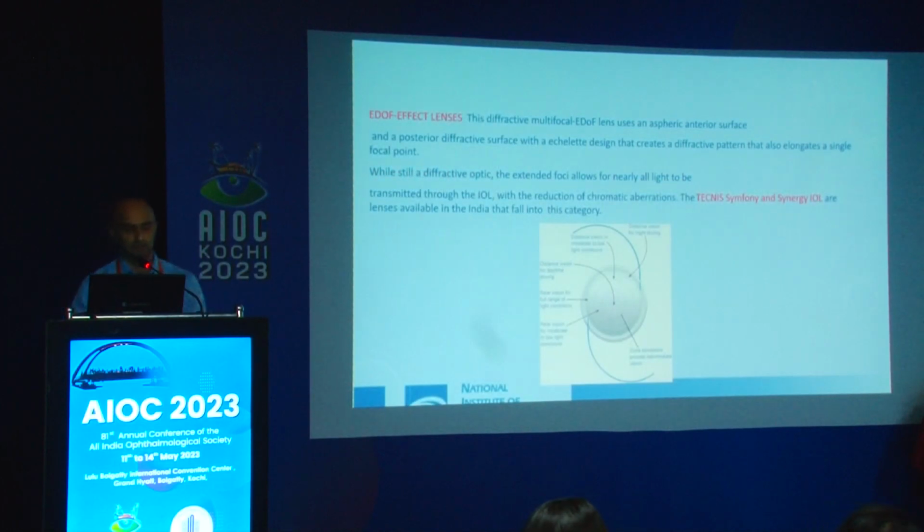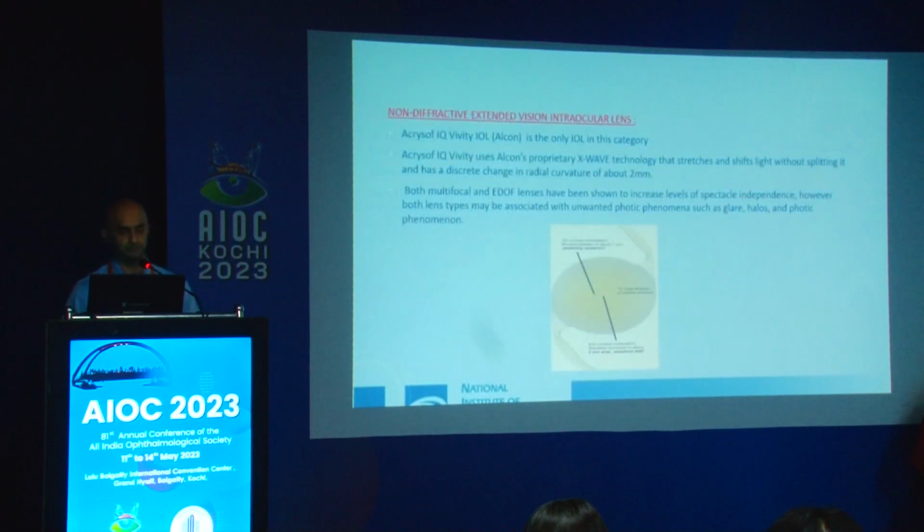Then came the Symphony lens, or the EDOF lens, which was based on a diffractive echelette design, which stretched the wavefront, and in order to achieve the multifocality gives rise to some halos and glare, even though it has fairly good spectacle independence that you can achieve with this lens. And because halos and glare were still an issue with the extended depth of focus lens, then came a novel idea from Alcon about the VVT lens, which uses the proprietary X-wave technology.